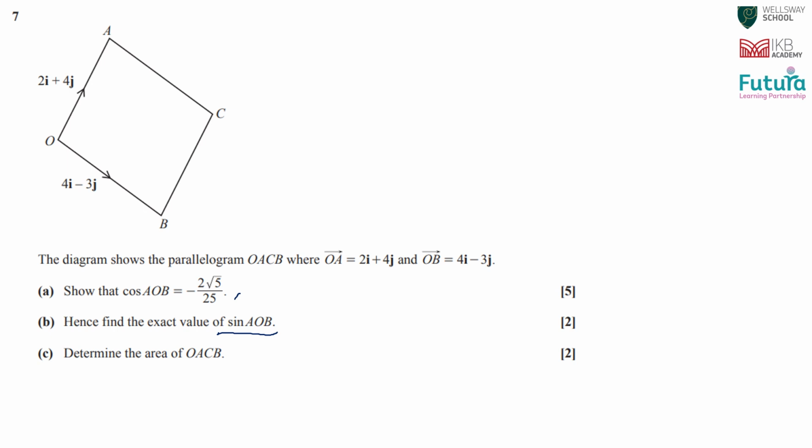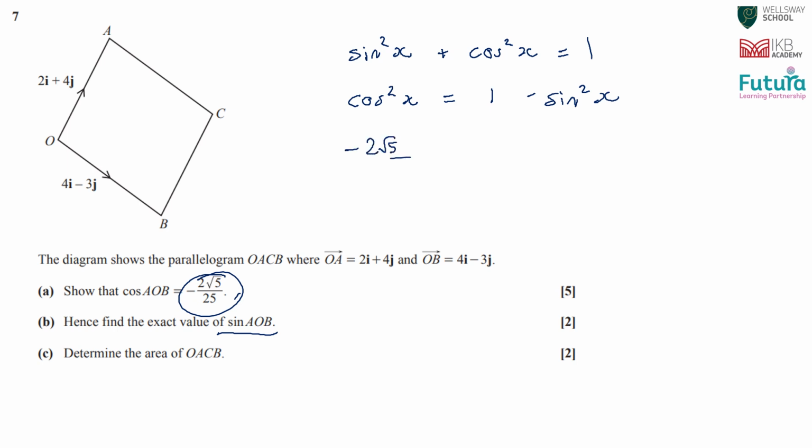And so what is useful to remember at this stage is this identity, that sine squared x plus cos squared x equals 1, like that. And so then when we do this, we also know that cos squared x equals 1 minus sine squared x. Cos x is this. So cos squared x is going to be minus 2 root 5 over 25 squared, like that, equals 1 minus sine squared x. I've written this really awkwardly, but let's just go with it for now.